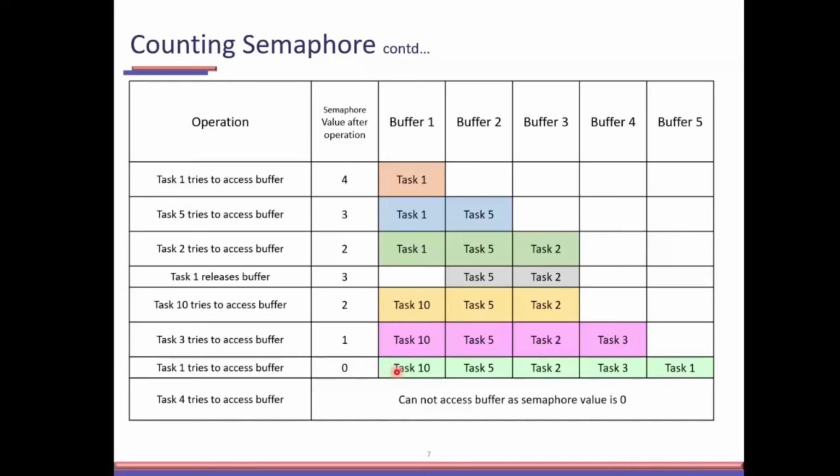See, all buffers are now in use. This is indicated by the value 0 of the semaphore. So that will not give any access to task 4, which is newly coming. Unless and until one of these completes the operation and releases the semaphore, this value will not be incremented by 1, and only then can task 4 access the buffer. So this is the simple working of the counting semaphore.